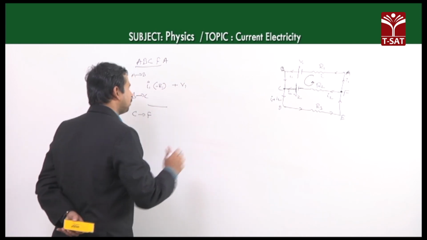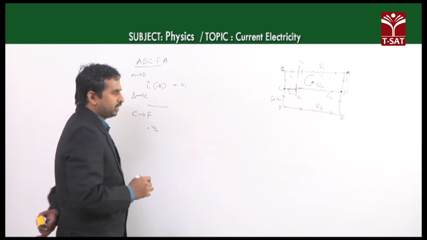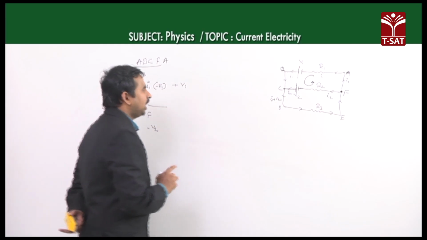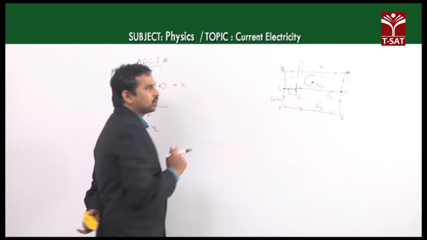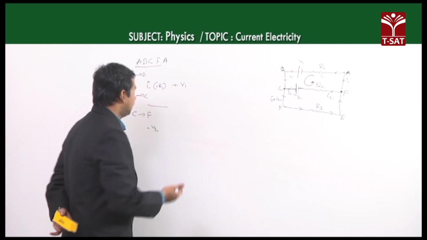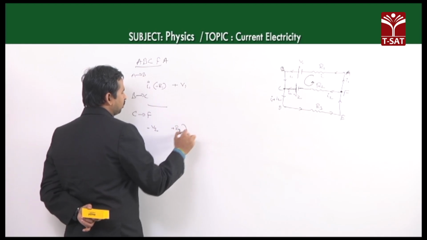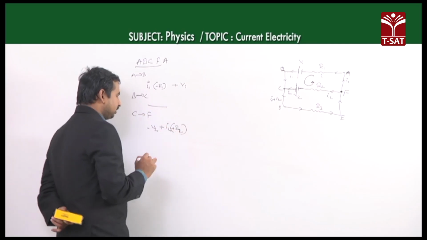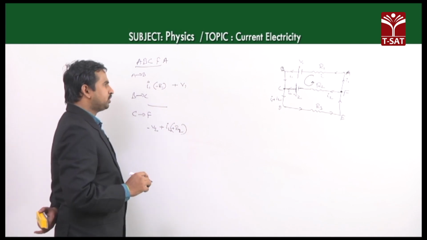Following the second sign convention, we have to take that V2 as minus, because we are going from high to low. And whenever we come across the resistance R2, as you are going against the direction of the current, the R2 value becomes plus R2, and the current passing through it is I2, equal to 0. That is about C to F.